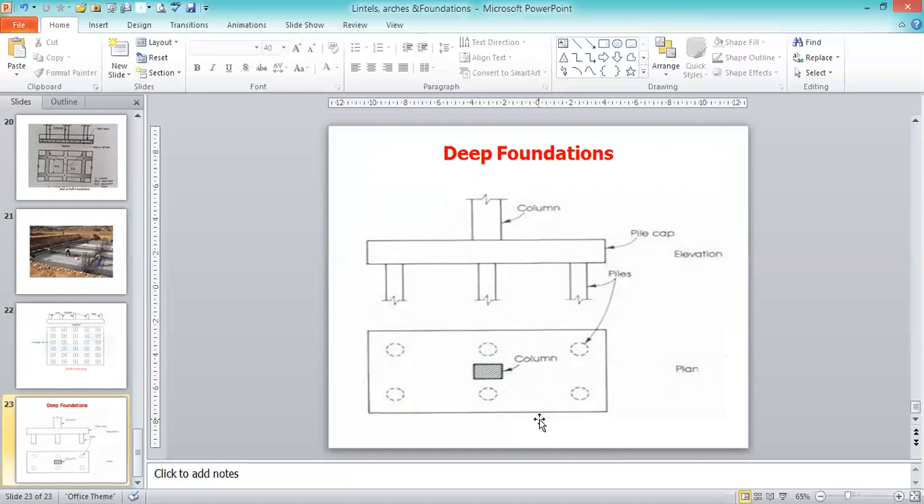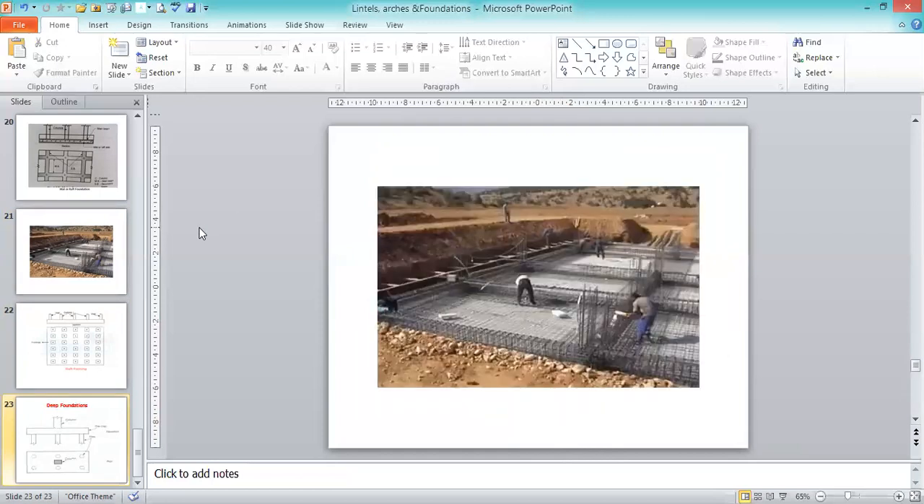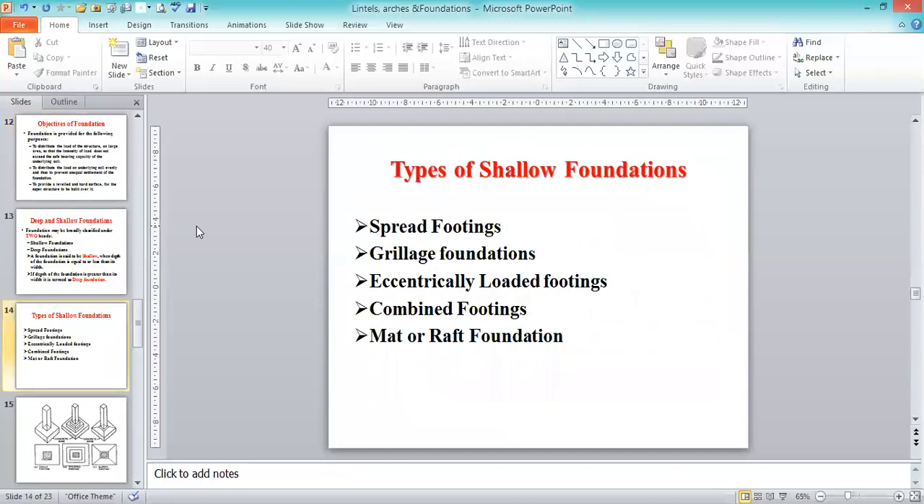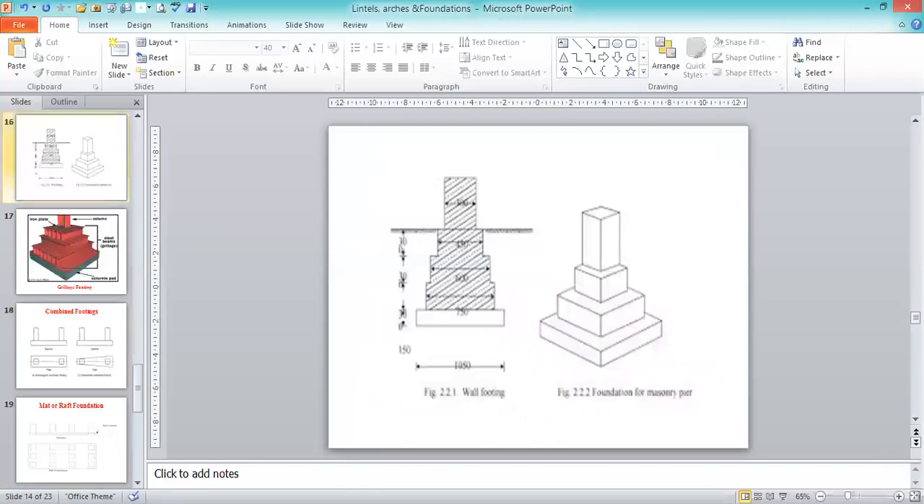So under shallow foundations come the single or isolated footing, combined footing, and mat or raft footing. The isolated shallow foundations are spread footing, grillage footings, eccentrically loaded footings, combined footings, and mat or raft foundations. And the other type is going to be called the deep foundations.